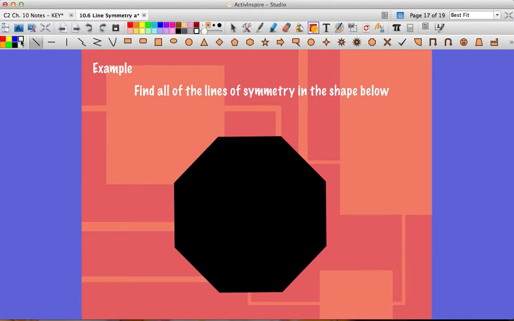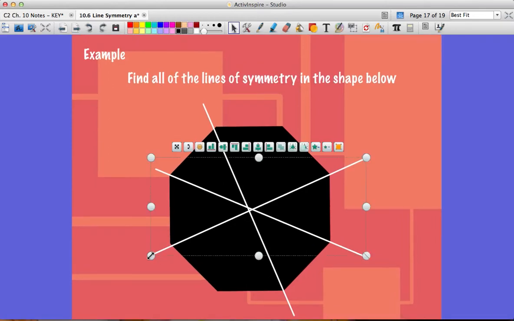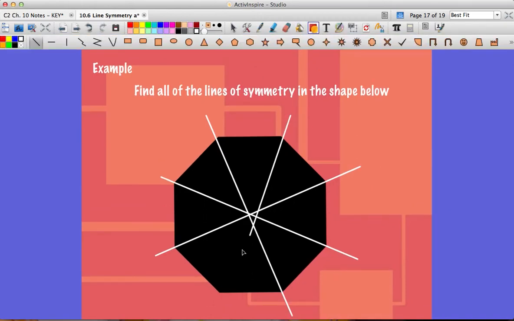All right, this shape has a lot of lines of symmetry. You can go from opposite corner to opposite corner, and it matches up. But you have to go opposite to opposite. If you go here to here, that doesn't work. But if you go here to here, that works. You do have to make sure to line up those corners, otherwise that line of symmetry is not correct. And you could go from here to here.